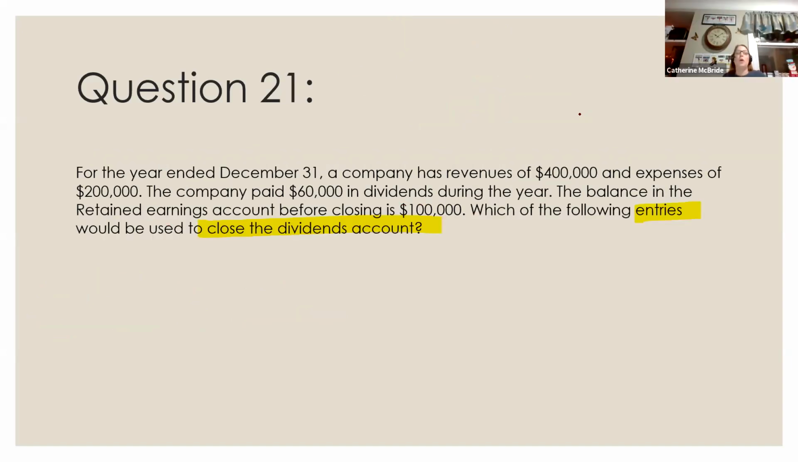Okay, we want to know how to close the dividends account. So for the year ended December 31st, a company had revenues of $400,000 and expenses of $200,000 and paid dividends of $60,000 during the year. The balance in the retained earnings account before closing is $100,000. So we're sitting here with retained earnings of $100,000. And we had dividends.